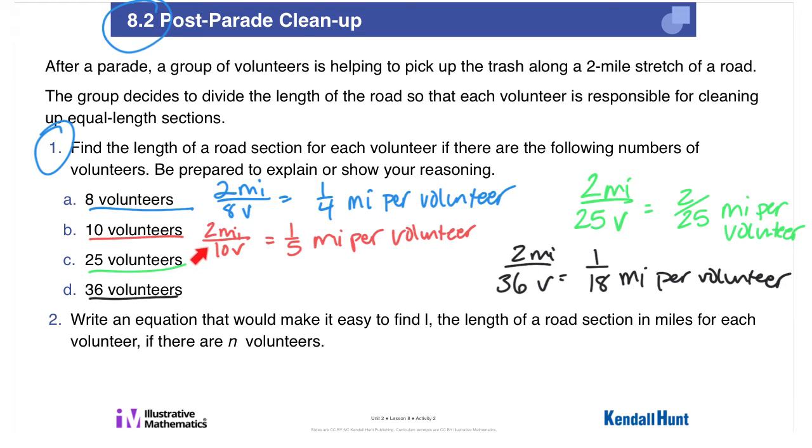And similarly, if I had 2 miles and 10 volunteers, each volunteer would have 1/5 of a mile to clean. And you can see that with 25 volunteers, it's 2/25, and with 36 volunteers, it's 1/18 mile per volunteer.